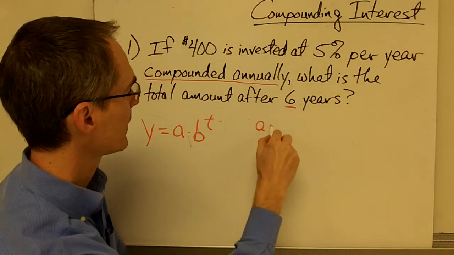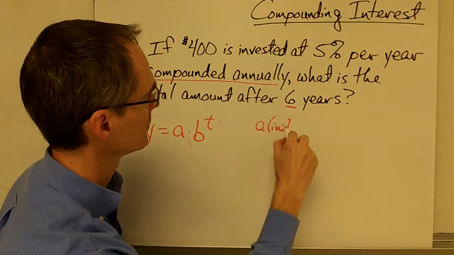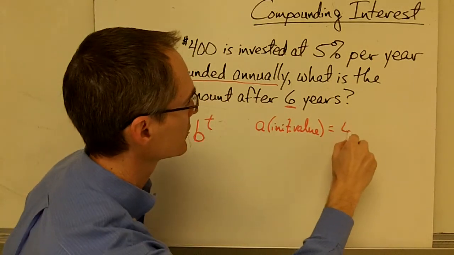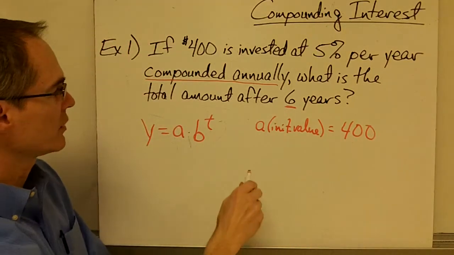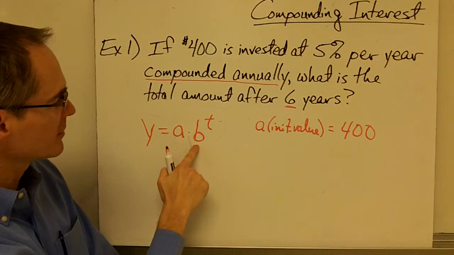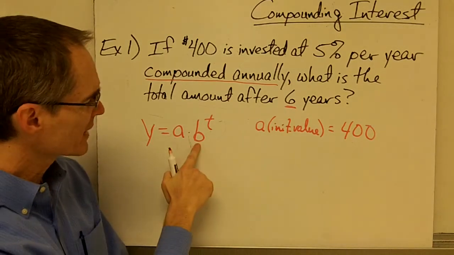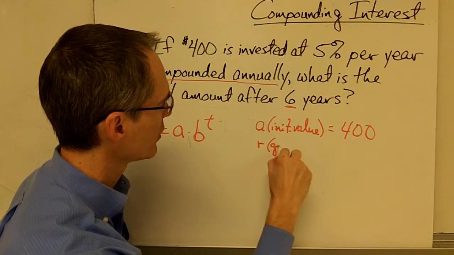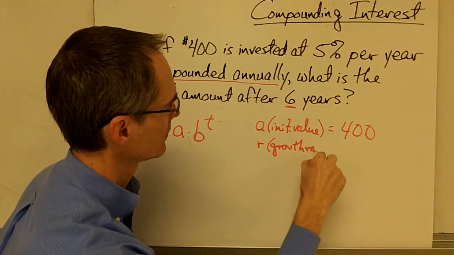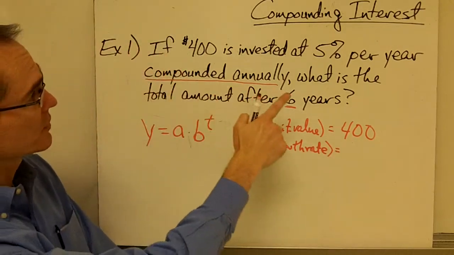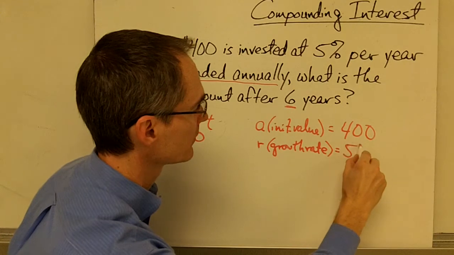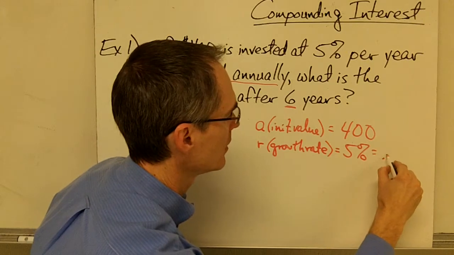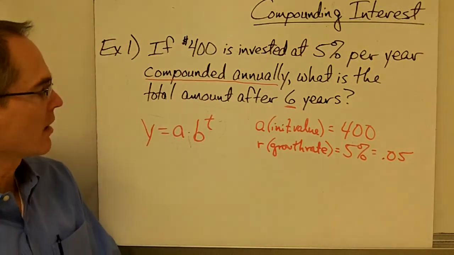So a, and remember a, that's my initial value. So a is just given to me in the problem, that's $400. Okay, my initial value is a. Now b, in order to calculate b, that's my growth factor. And I remember in order to calculate my growth factor, I need to know my growth rate. So r, that's my growth rate. And r is also given to me in the problem, it's 5%. Although, I remember I have to express that percentage as a decimal. So, 0.05.